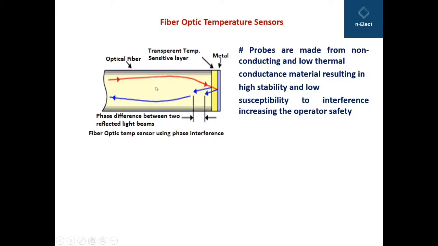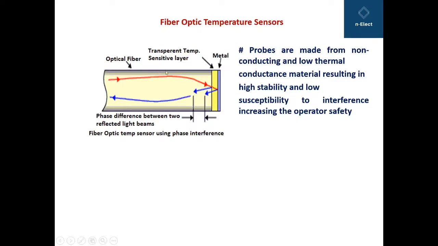Now we will see some of the types of thermal sensors or temperature sensors. So here, fiber optic temperature sensor. Here you can see the diagram. First we will see the different parts associated with the diagram. This is basically a fiber optic temperature sensor using phase interference. Now we will see how it is done.